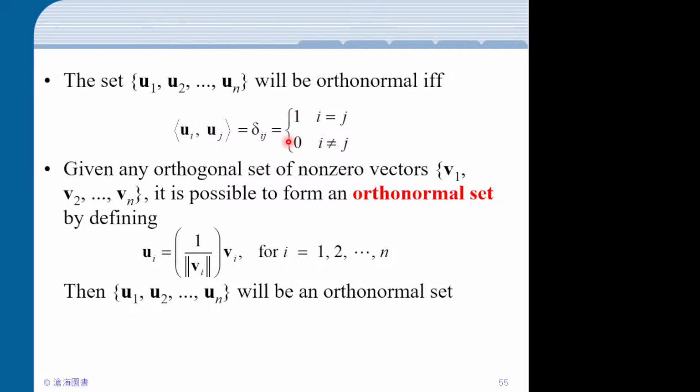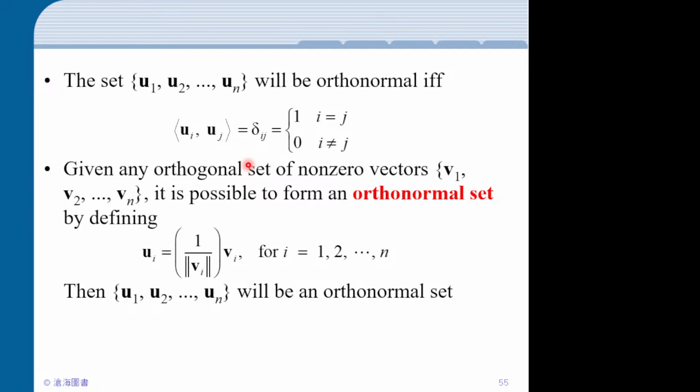And just as I said, given an orthogonal set, you can find the corresponding orthonormal set by just normalizing everything. You just divide every vector by its norm. Now every vector has norm 1, and you can easily check that by the linearity of inner product. If your inner product is 0, then you divide by the norms, and the inner product is still 0.